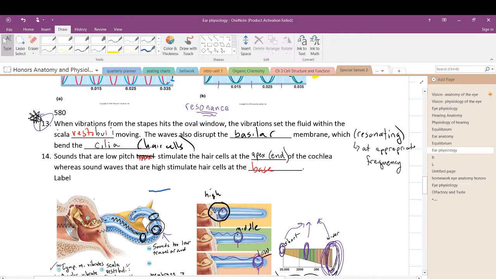When vibrations from the stapes hit the oval window, the vibrations set the fluid within the scala vestibuli moving. It's just like a wave tank. The waves also disrupt the basilar membrane, and that's resonating at the appropriate frequency. And that's going to cause the cilia to bend. Now, those are on the hair cells. The cilia bending is what ultimately causes the signal to be sent.